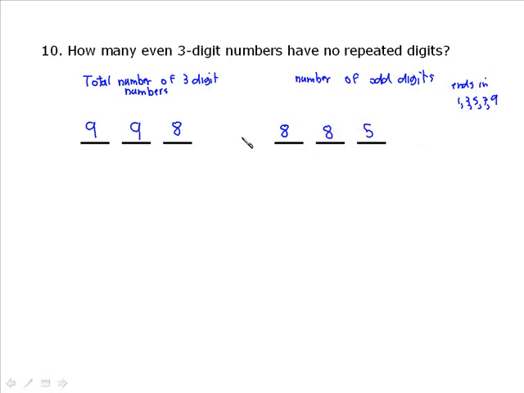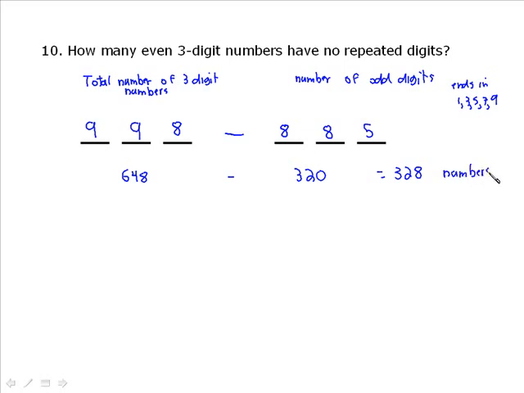And in this case, if I want the number of even numbers, I just subtract. I take the total minus the ones we don't want, and that will give us the number we do want. So 9 times 9 times 8 is 648. And then we subtract 320. And we do end up with the same number, 328 numbers.